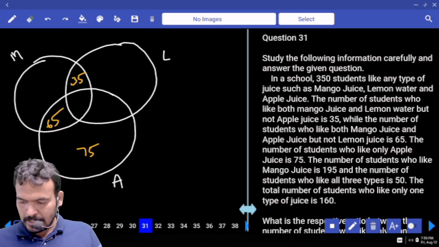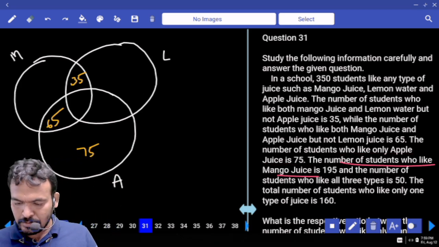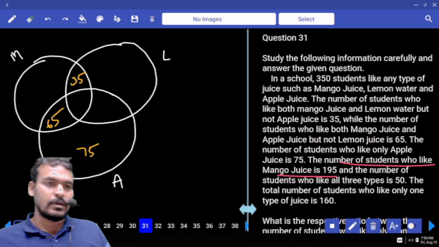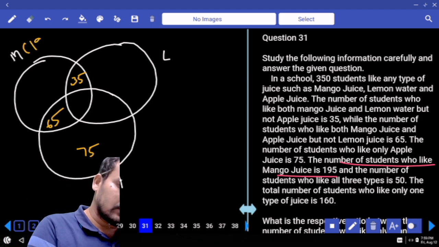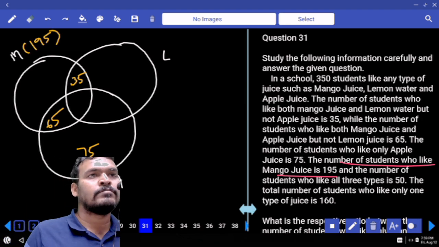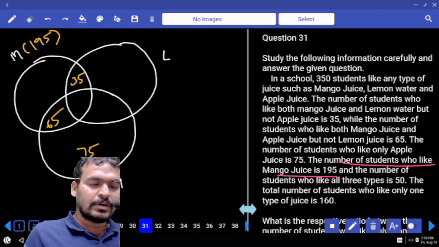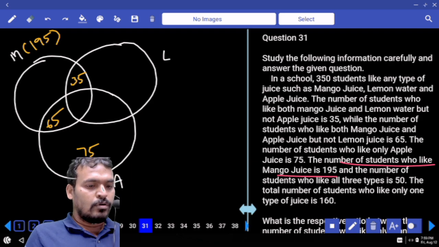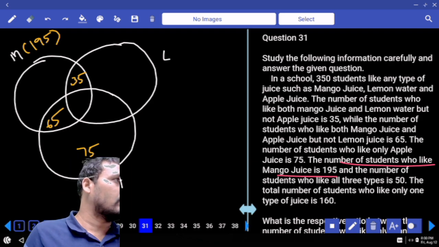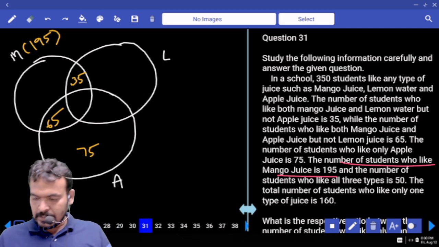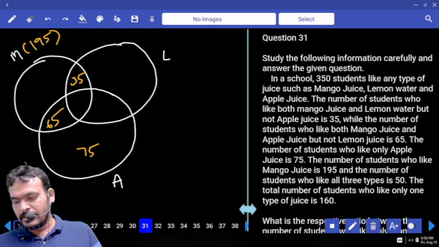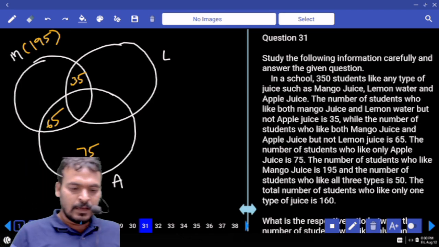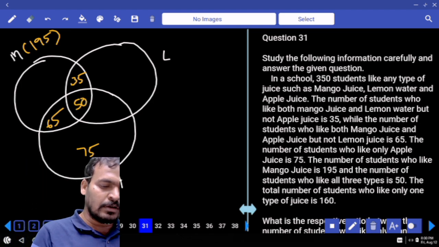Next, the number of students who like mango juice is how much? 195. Means total mango value is 195. Is that 195 made of 3 values or 4 values? 4 values: only mango, combinations, and the combination of 3. Next, the number of students who like all 3 types is how much? 50.